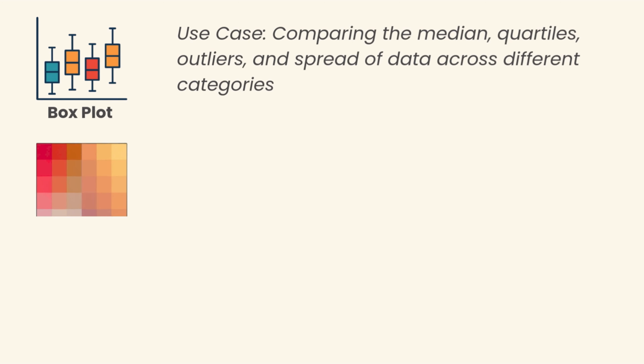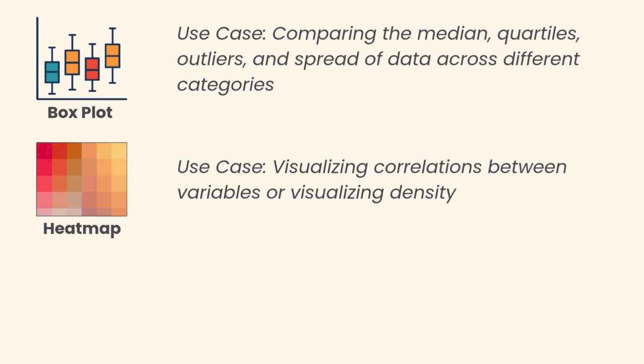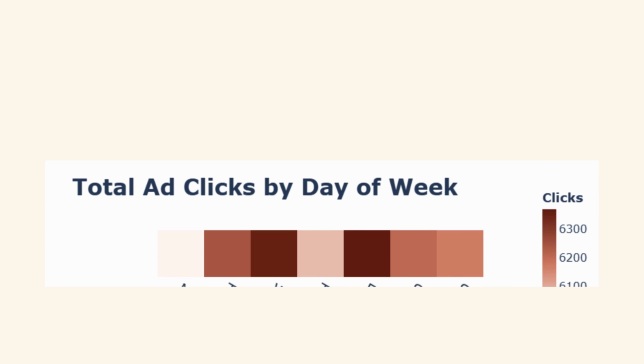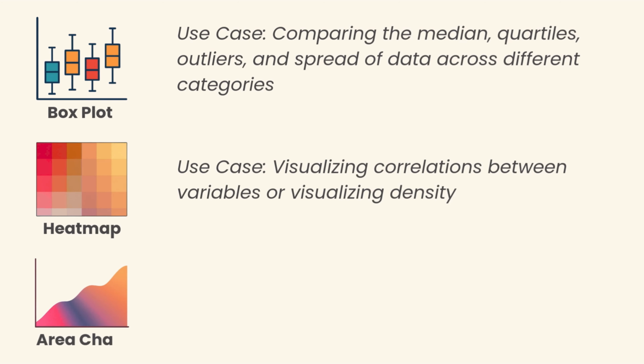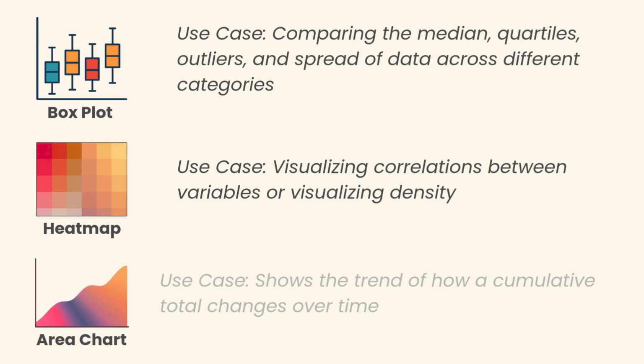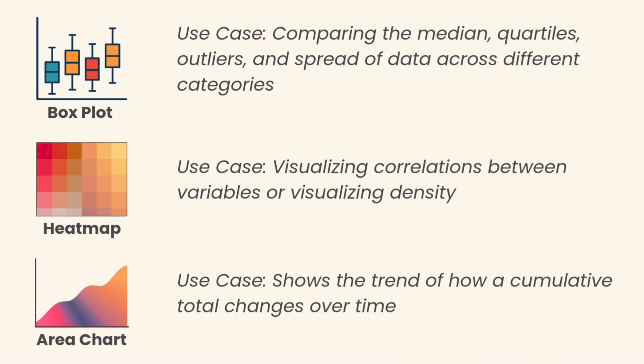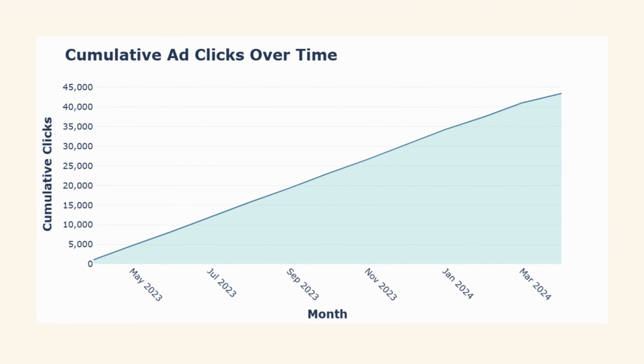This is generally used for visualizing correlations between variables, but you'll also see it used to visualize density. For example, if you wanted to see which day of the week had the highest number of clicks, a heat map would be a great option to visualize that. And finally, area charts. These charts are like line charts and bar charts combined. They show the trend of how a cumulative total changes over time. So you could use this to show the cumulative number of ad clicks over time.